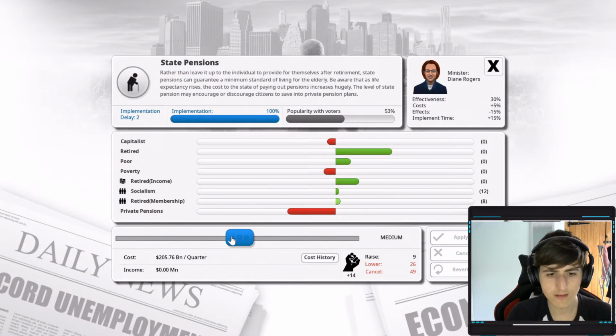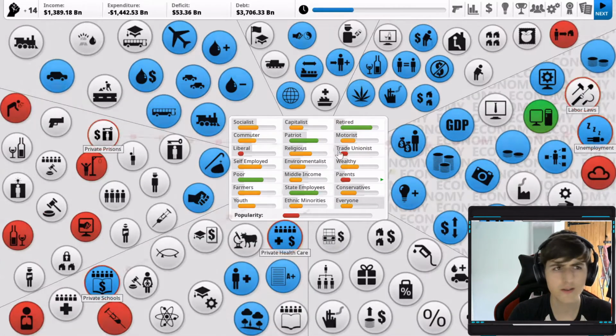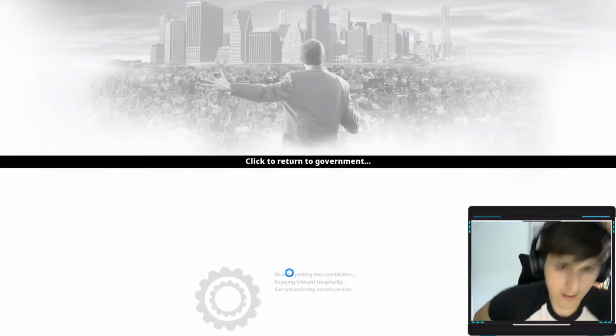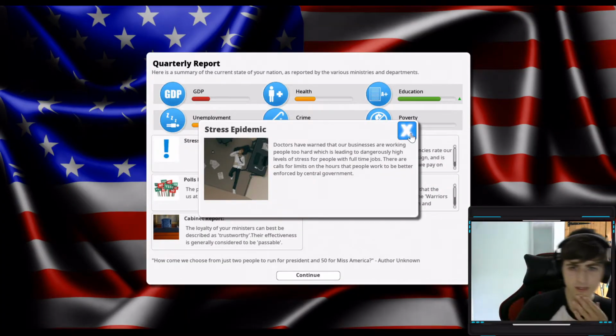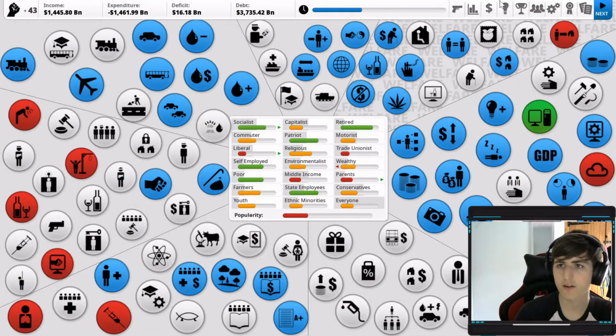I am slightly tempted to reduce the state pensions. It's a very big cost, but we can't do it at the moment. So maybe I'll wait till the next turn. 14 political capital. Yeah, let's wait till next turn. We can have a look at some more extreme measures. Businesses are working people too hard, which leads to dangerously high levels of stress. There is calls for a limit on the hours that people work. That's a thing you can do, I believe.